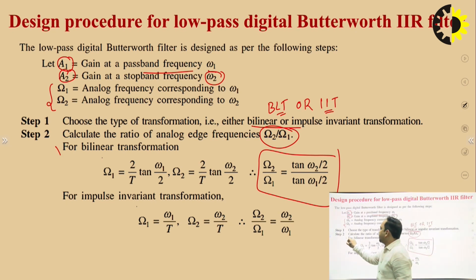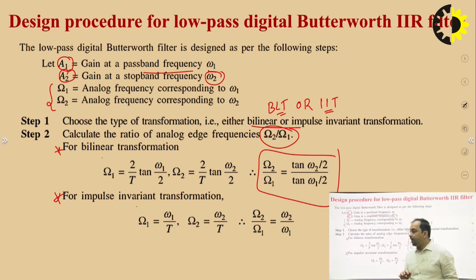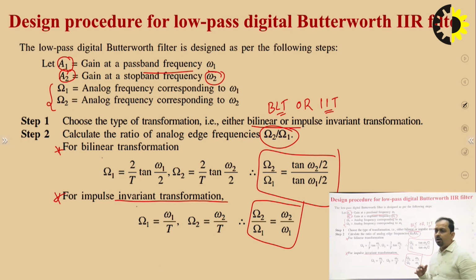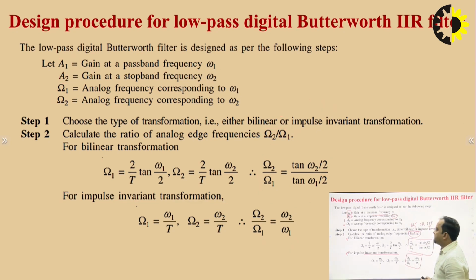But let's say the frequency transformation technique we need to use is IIT, impulse invariance transformation. Accordingly, we are also aware that Ω1 equals omega 1 by T. Again we can calculate the ratio. It is nothing but the ratio of the digital frequencies. Separately, we don't need to calculate Ω2 and Ω1, because the ratio is nothing but the ratio of the digital frequencies only. So this is the second step.